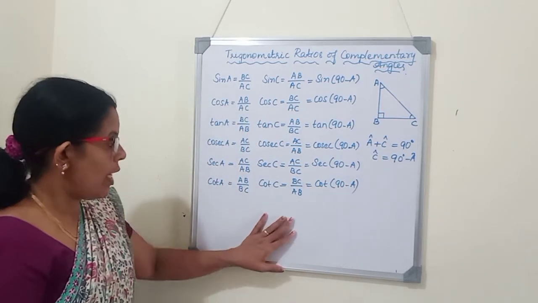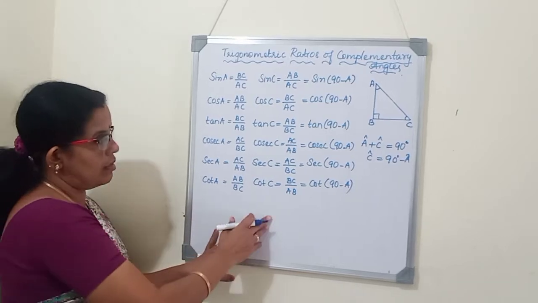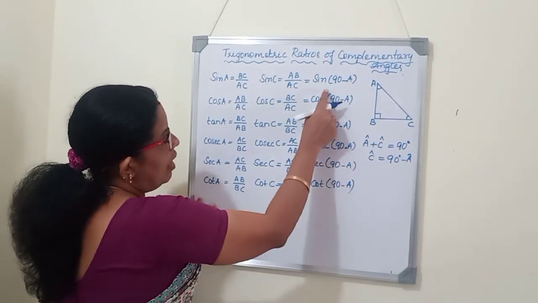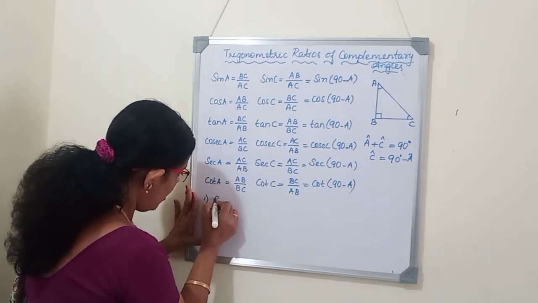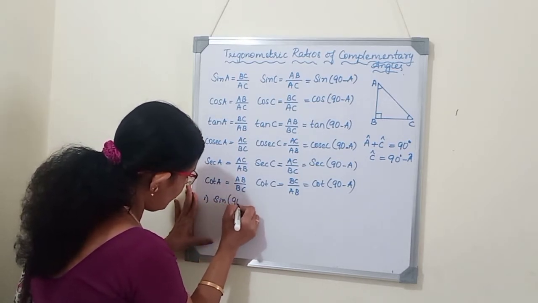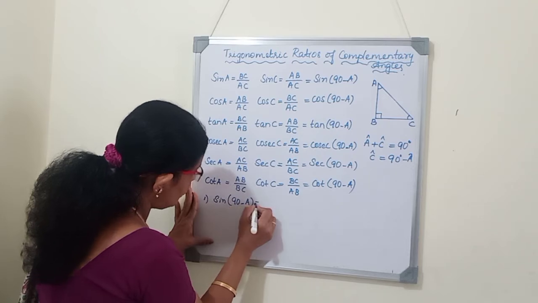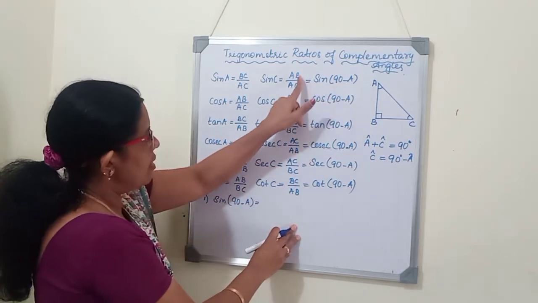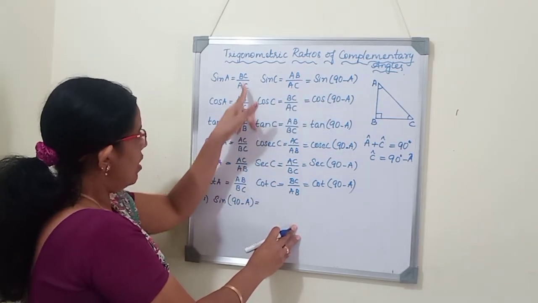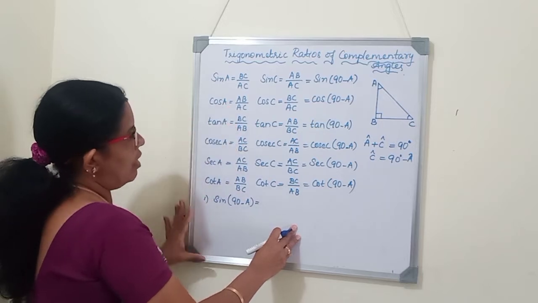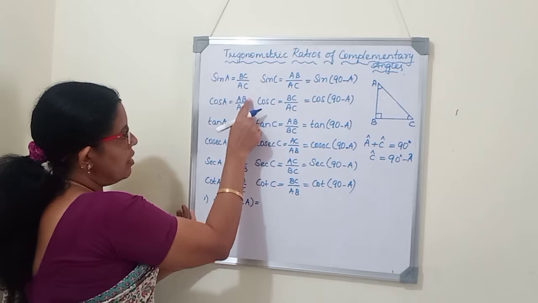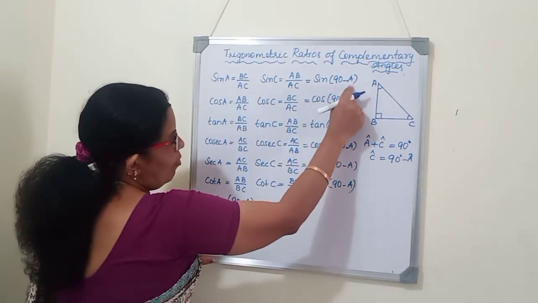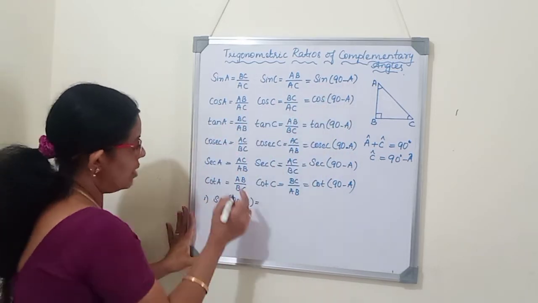So now we are going to write the complementary angle formulas. There are 6 formulas. First, look at sin 90 minus A. Sin 90 minus A is AB by AC. Here AB by AC is cos A. Even cos A is AB by AC. So the first formula is sin 90 minus A is cos A.